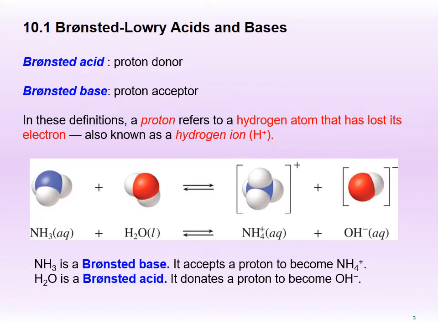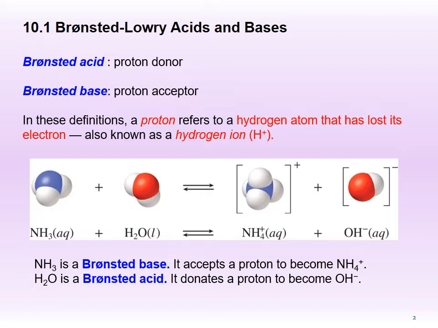The Bronsted-Lowry, or simply Bronsted, definitions. A Bronsted acid is a proton donor, while a Bronsted base is a proton acceptor. A proton here means a hydrogen atom that has lost its electron. It is also known as a hydrogen ion, H+. Originally, a neutral hydrogen atom has one proton and one electron, but when it loses its electron, it becomes a proton. Thus, H+ is called a proton.